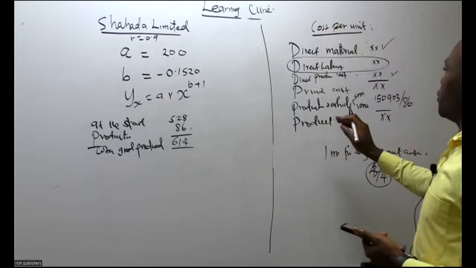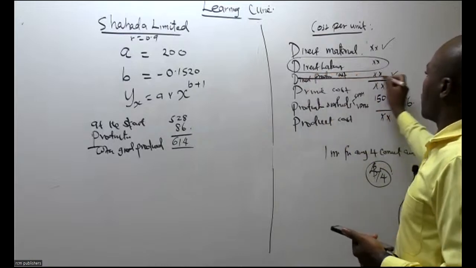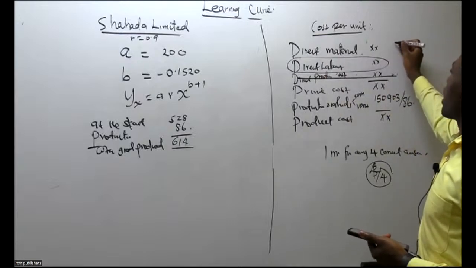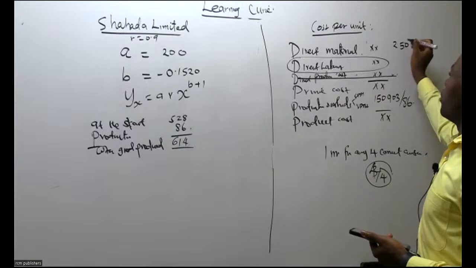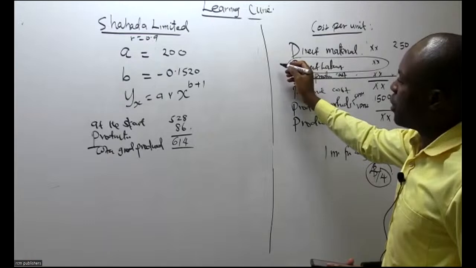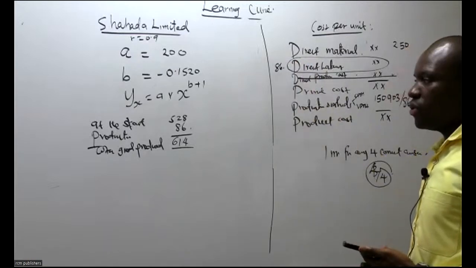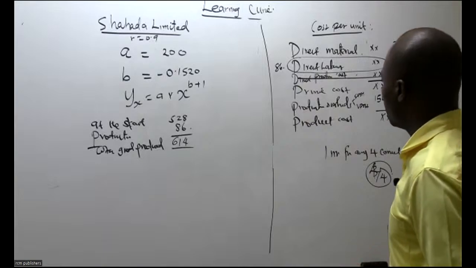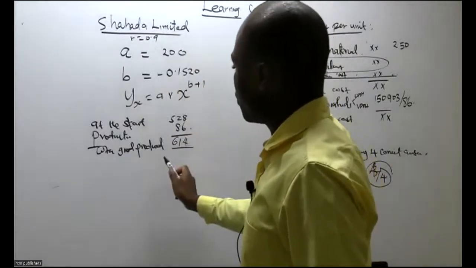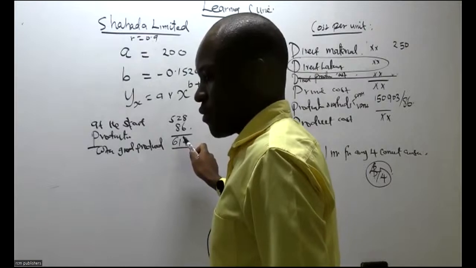When I come to direct, this one here is not in our question, so you're not going to deal with it. Direct material, we have been given 250 per unit. So direct labor is what we need. But the units produced in that particular period are 86. So what do we need to do? We need to apply the learning effect to get the time taken to produce the 86 units.